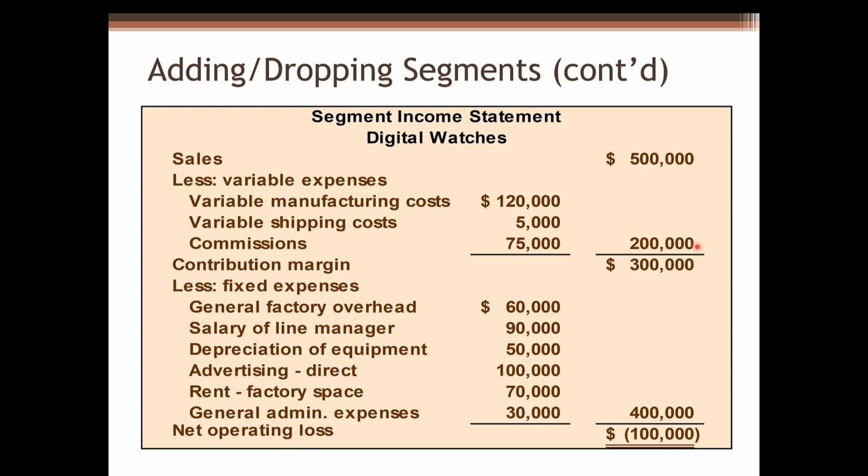Total variable expenses $200,000. We subtract the total variable expenses from sales, and we can get contribution margin $300,000 minus fixed expenses, including general factory overhead, salary of a line manager, depreciation of equipment, advertising, rent, and general administrative expenses. We can get net operating loss $100,000.